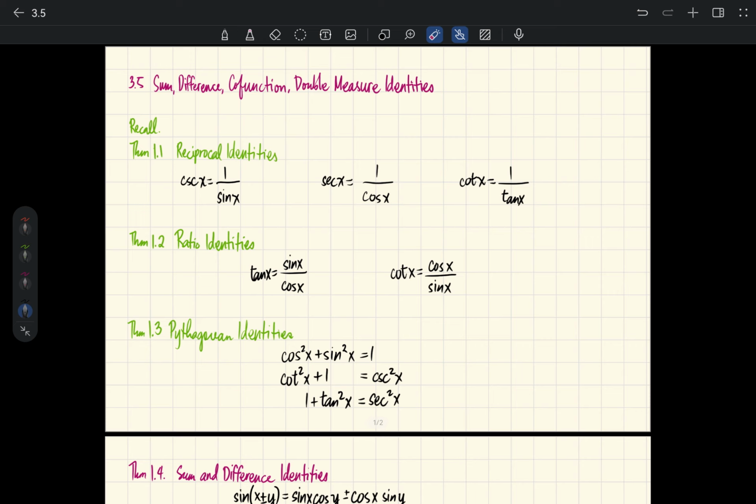So take note that the sine and cosecant functions are reciprocals of each other, cosine and secant are reciprocals of each other, and lastly, tangent and cotangent are reciprocals of each other.